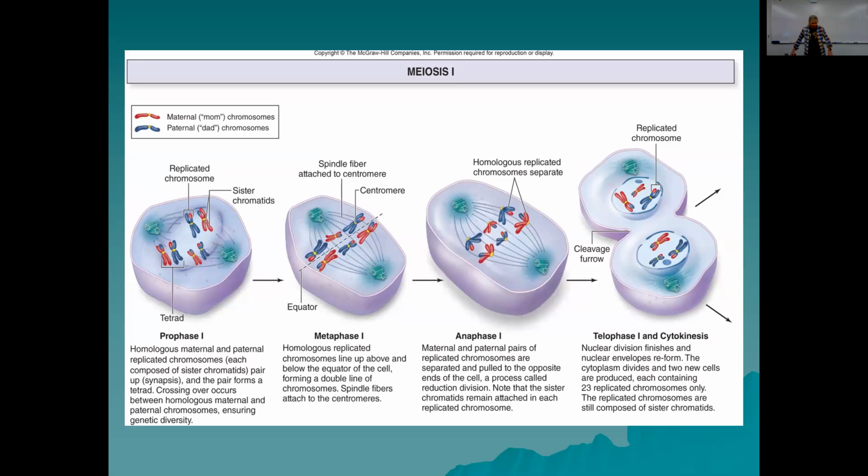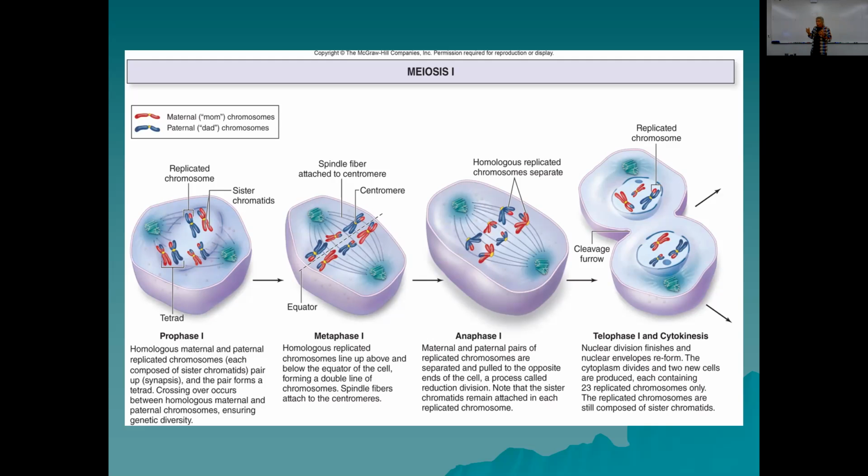So here is a diagram of meiosis 1. This is on pages 1108 and 1109. Prophase 1, homologous chromosomes find each other, the nuclear membrane disintegrates, spindle fibers come along attached to centromeres. Crossing over occurs between non-sister chromatids. Then in metaphase 1, they line up in the middle of the cell. Anaphase 1, they go to separate cells. Telophase 1, they become different cells.